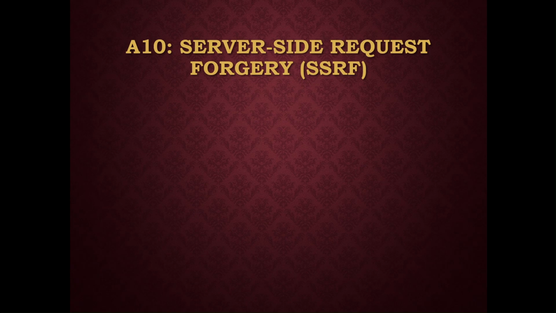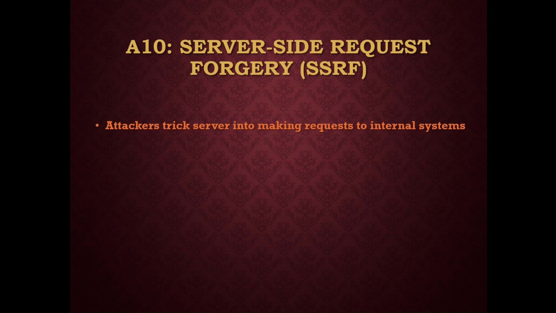Server-side request forgery. SSRF vulnerabilities occur when a web application retrieves a remote resource from the server or database without verifying the user supplied URL. Attackers trick the server into making requests to internal systems. It allows the bad actor to send a forged request to an unexpected network destination, even if it is secured by a firewall, VPN, or any sort of network access control measures.